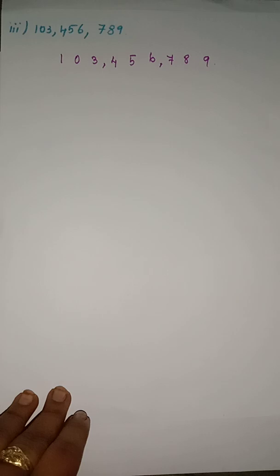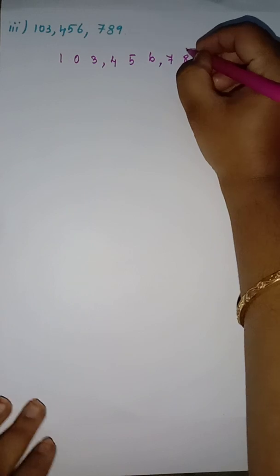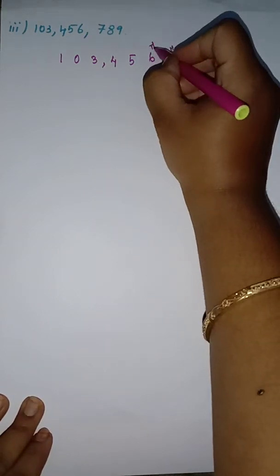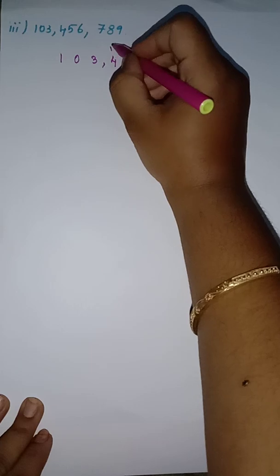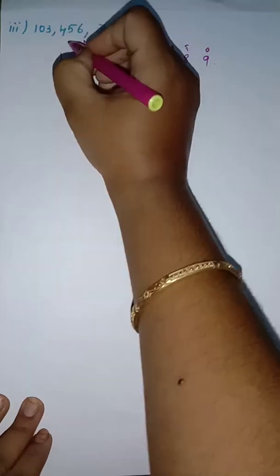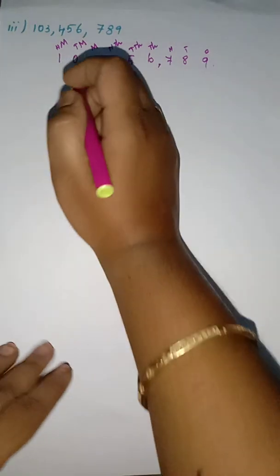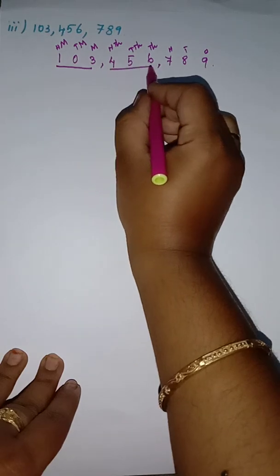Then we have to write the place values here: ones, tens, hundreds, thousand, 10,000, 100,000, million, 10 million, 100 million. Okay, as I already told you, don't be scared while seeing the number itself. It is a very simple form. So what we are going to do is draw a line between the commas, 3 3 3.